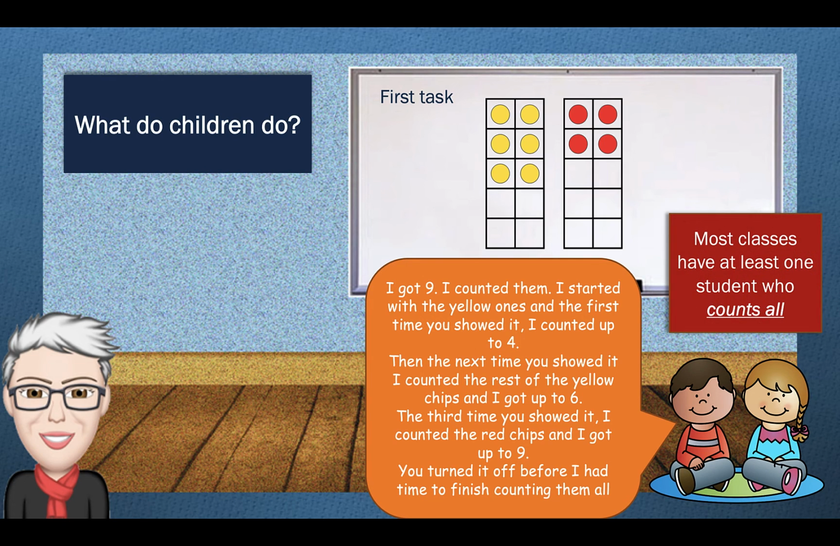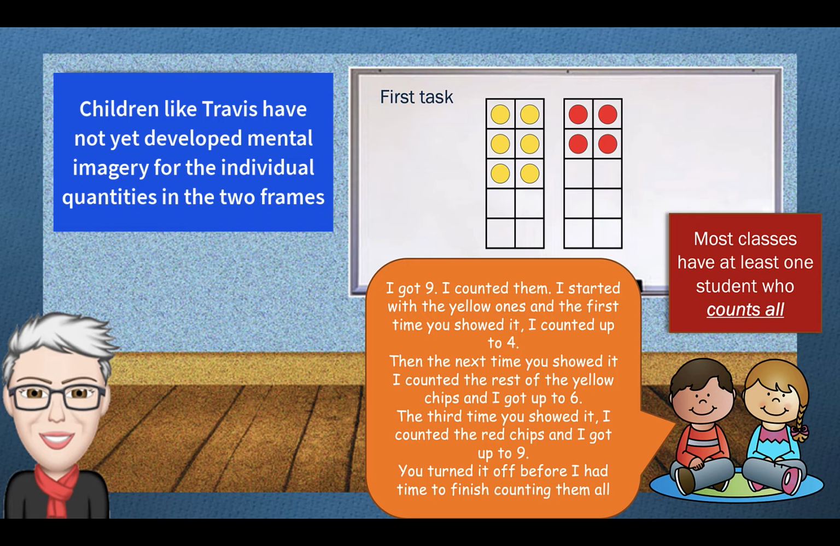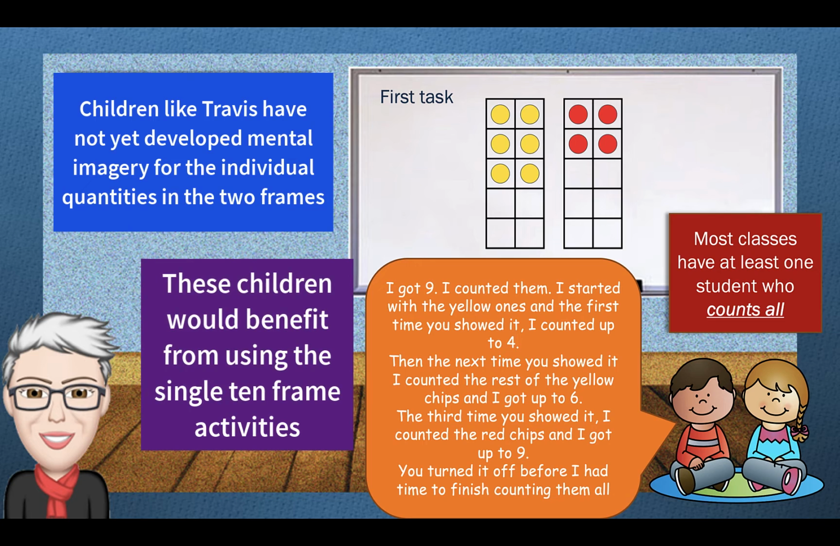Most classrooms will have at least one student that uses a counting all approach, like Travis did. In fact, we often see children that use that approach pointing in the air as they count the chips, continuing on each time the image is made visible again. We can see them moving their fingers and their hands as they count the chips in the air. These children have not yet developed mental imagery for the individual quantities in the 2 frames. These children would benefit greatly from the single 10-frame activities described in a separate video.